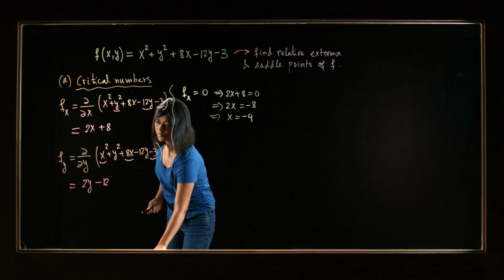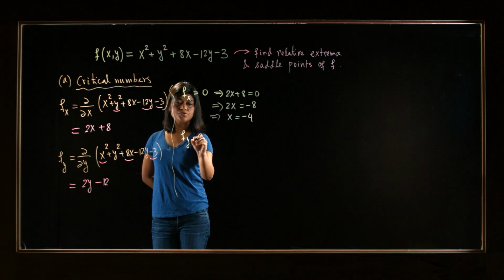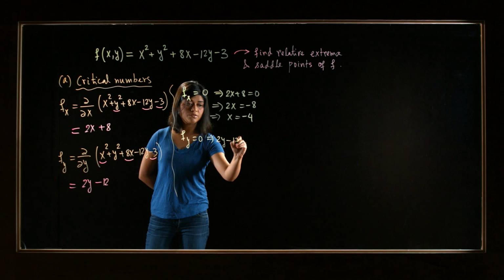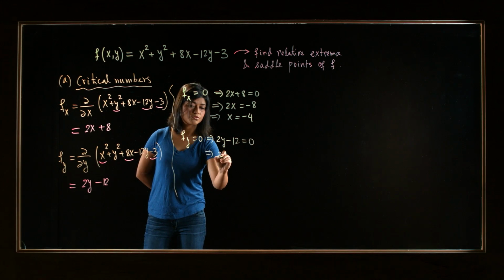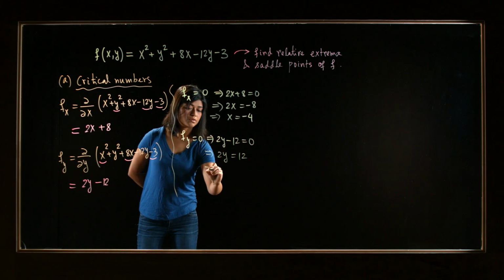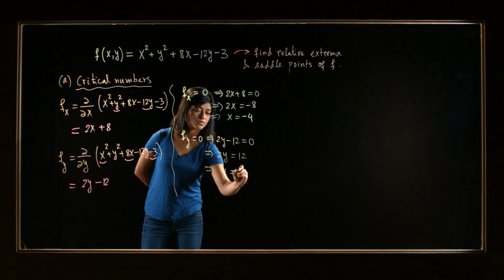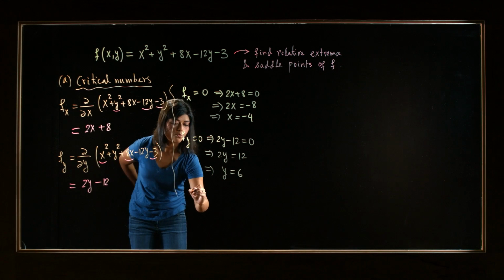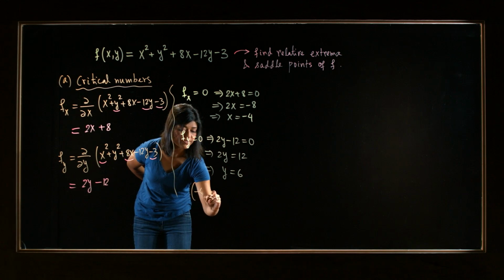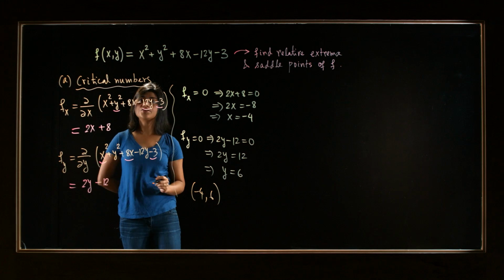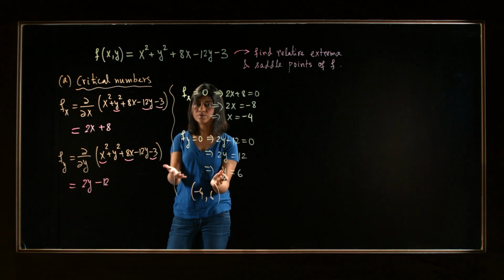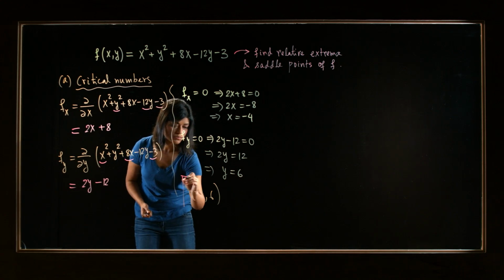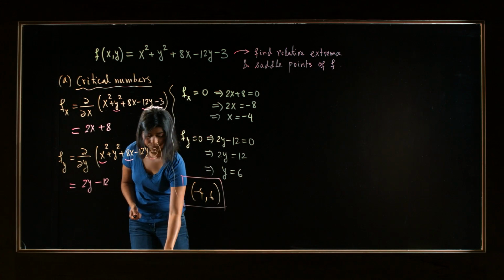Also, fy equals 0 means 2y minus 12 is 0. So 2y is equal to 12. So divide by 2 on both sides. So y is 6. And therefore, we have our point negative 4, 6. That is a critical number. And that's the only one, because that's the only point we can get by setting the first partial derivatives equal to 0. So this is our only critical number.